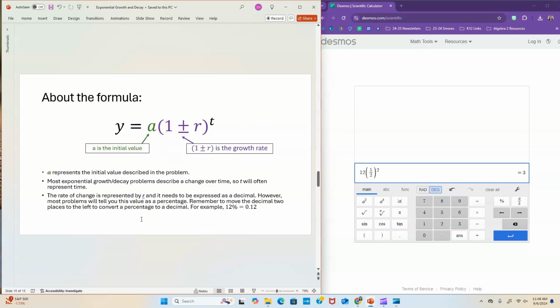Another thing I want you to realize is that most problems will represent a change over time, which is why we changed this x we had in the exponent to a t, because usually the variable will be time. Another thing to remember is that the rate of change r is going to be given to you as a percentage. So you'll have to convert it to a decimal before you plug it into this equation. If it tells you, for example, the rate of change is 12%, you have to move the decimal 2 places to the left and change that to 0.12 before plugging into this equation.